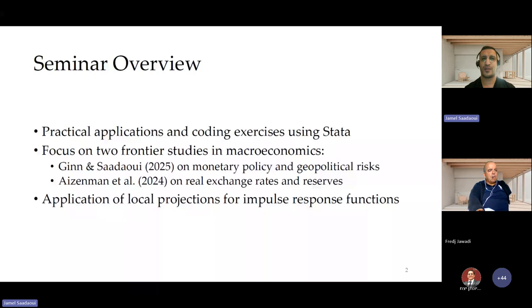In the second part of the seminar, in which we are going to see a lot of different flavors of local projection to estimate impulse response functions, is a recent paper written by William Ginn and me on the impact of geopolitical risk on monetary policy, and we will see what we've done in this paper. The papers and the code, as mentioned by Jonathan, are available on the website of the seminar and also on my GitHub. And we are going to see a series of applications for local projection.